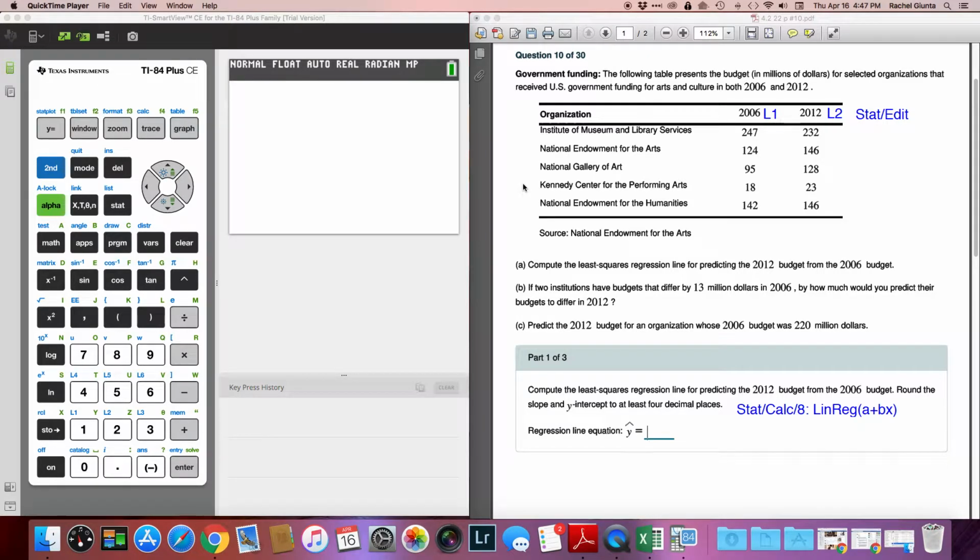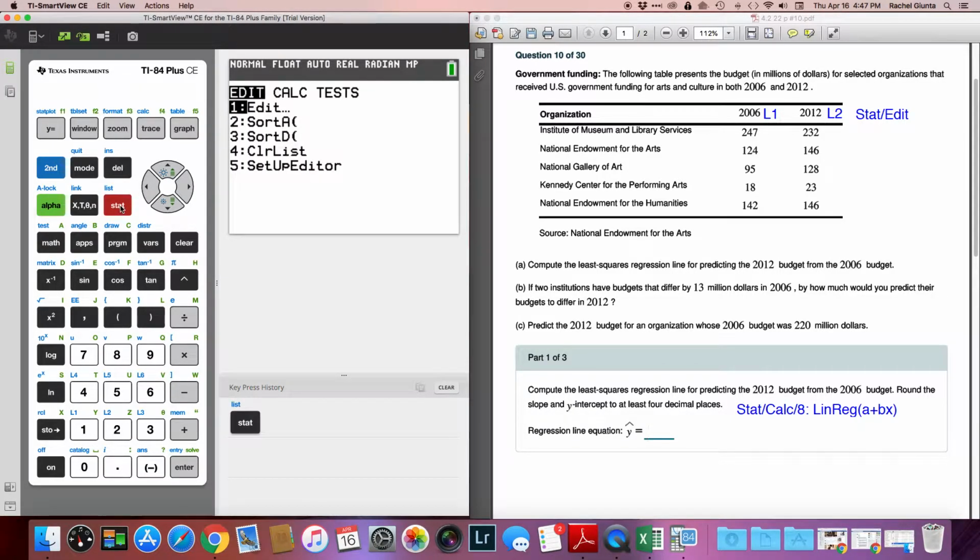Okay, so here's question 10 from the practice final, and it's section 4.2. All the 4.2 questions are pretty much going to be asking you the same stuff. It's going to be the least squares regression line, and then something with the keyword differs and something with the keyword predict. So we start by entering a list into L1 and L2. They're always going to be set up so that the first list goes in L1, second list goes in L2, so you don't have to think about which one goes where.